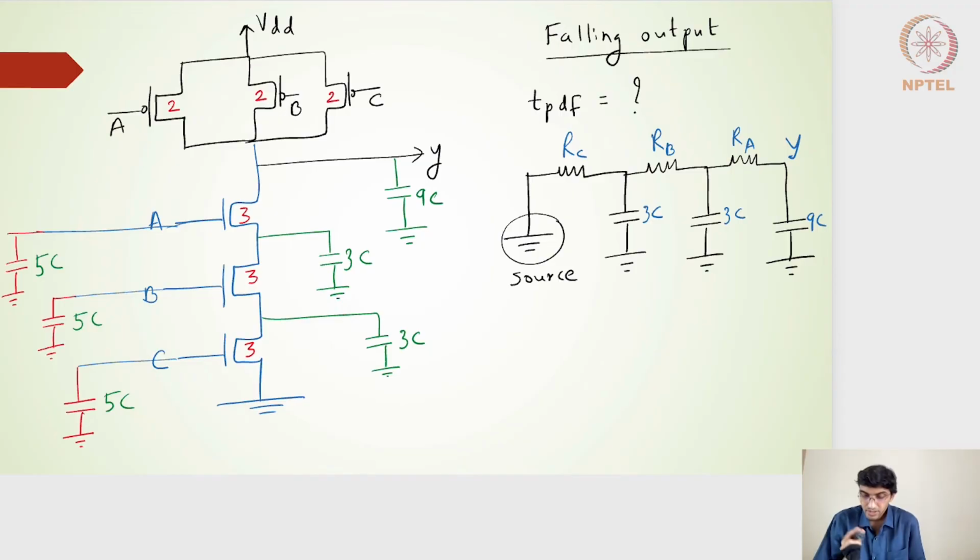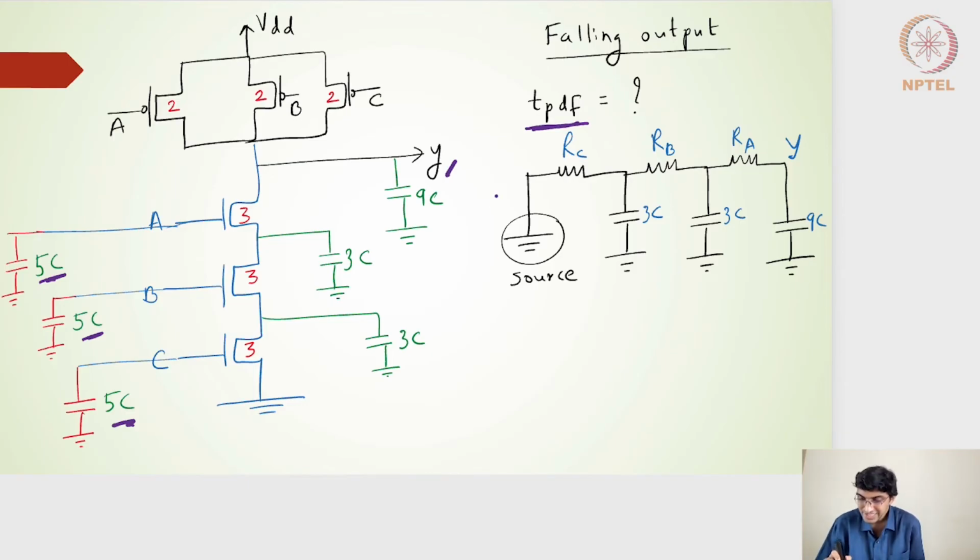Okay. Proceeding further, now I have the sizes, now I have the capacitances, now I have the capacitances seen at the output node Y, which is 9C. I have the gate capacitances, which is nothing but, overall the pull up and pull down side for the individual inputs turns out to be 5C. And then I have the merged capacitance, which is nothing but 3C and 3C. So I should be able to find out what should be the propagation delay for the falling output for the 3-input NAND gate.